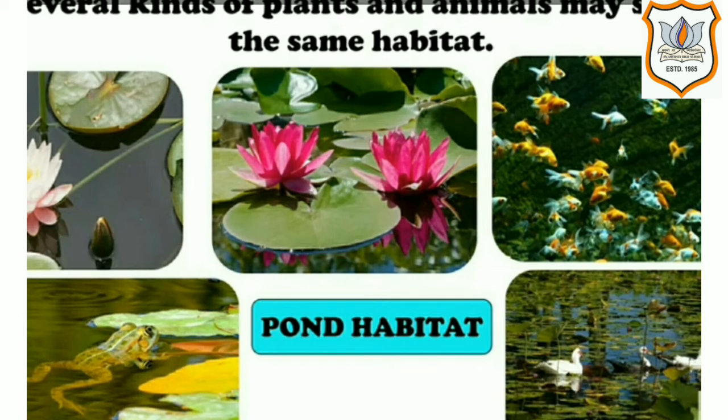Some of these plants have their roots fixed in the soil below the water. So you can see the figure 9.9. Some aquatic plants float on water. Some have their roots fixed in the soil at the bottom. Some aquatic plants are submerged in water.